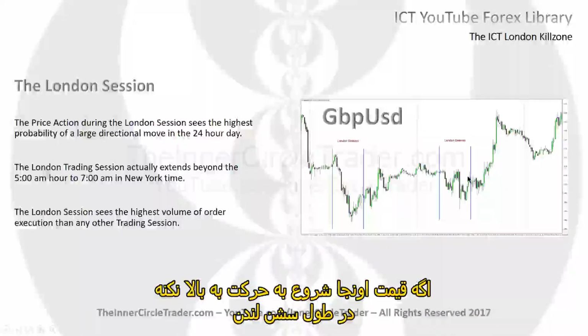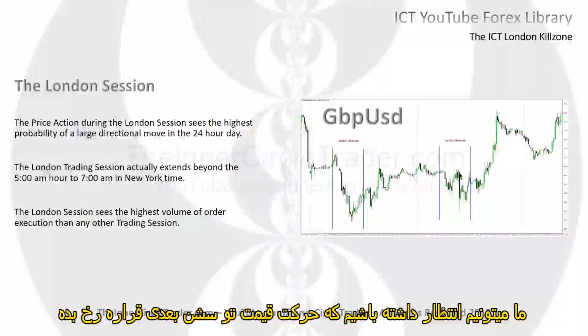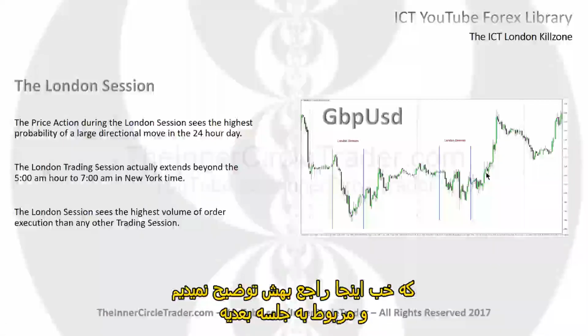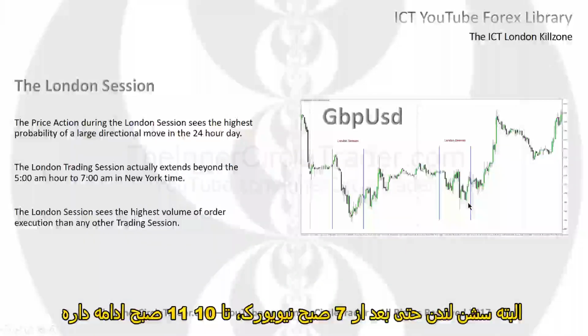If price doesn't start to run there during the London session, we could reasonably expect that the real move is going to be in the next trading session, which would be the New York session, which is not going to be our teaching here. It's the next lesson in this series. But you can see the move ensues after the crossover from the London session and then the beginning of the New York session. Now, the London session technically extends even beyond 7 o'clock in the morning up into 10 to 11 o'clock in the morning New York time.